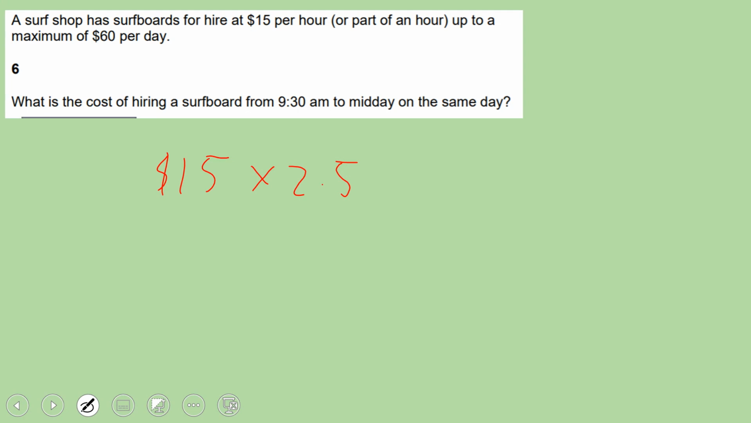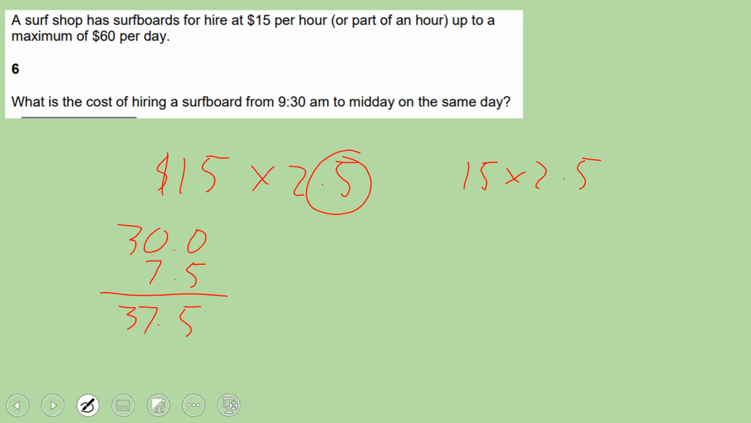So you can put that in a calculator, or you can just do it somewhat manually. 2 lots of 15. 2 times 15 is 30. The half of 15 is just 15 divided by 2, which again you can put in a calculator, it will give you 7.5. Add the two together, 37.5. Again, this can all just be done straight with that first calculation. 15 times 2.5 will get you that answer. So it will cost $37.50 to hire a surfboard for the 2.5 hours from 9:30 a.m. to midday on the same day.